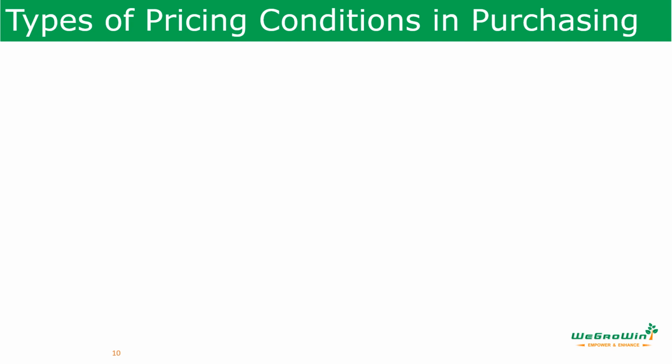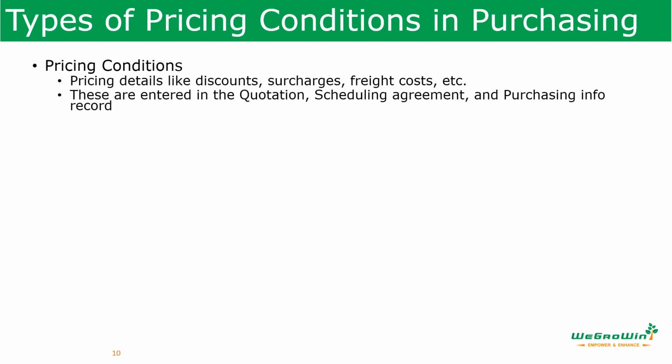Now let us discuss pricing conditions. The pricing conditions allow a purchasing user to enter details into the system about the pricing agreements negotiated with the vendor. The contractual agreements may include discounts, surcharge, agreed freight costs, and other pricing arrangements. The buyer can enter any of these conditions in a purchasing document, such as quotation, outline agreement, or purchasing info record. These conditions are used in the purchase orders to determine the prices. So these are pricing conditions.